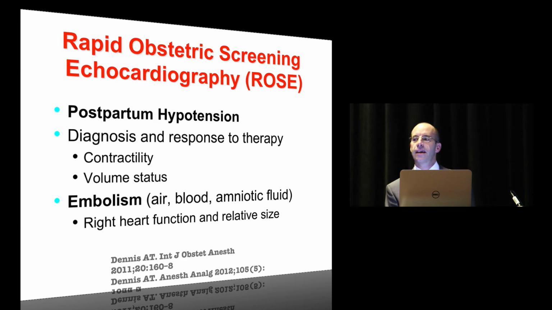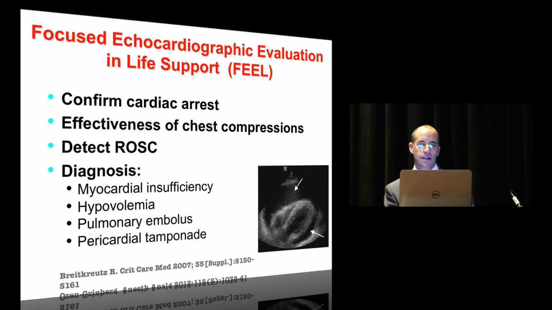The key indications when you utilize the ROS protocol, as mentioned, are postpartum hypotension, where you're trying to find a cause. Is it a preload issue or a contractility issue? And you can look at potential embolic phenomena that we may encounter in OB: air, blood, amniotic fluid. Specifically, you're not looking for the actual emboli, but you're looking at the changes in the right side of the heart.